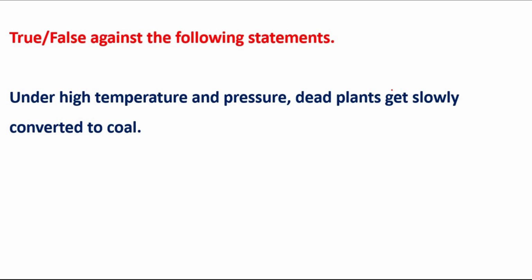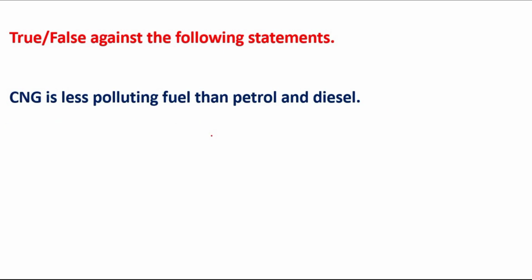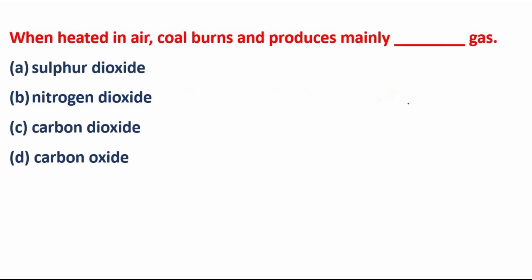Under high temperature and pressure, dead plants get slowly converted to coal. It is a true statement, but it is a very slow process. It takes millions of years to form. CNG is a less polluting fuel than petrol and diesel. It is also a true statement. Compressed natural gas is less polluting than petrol and diesel.